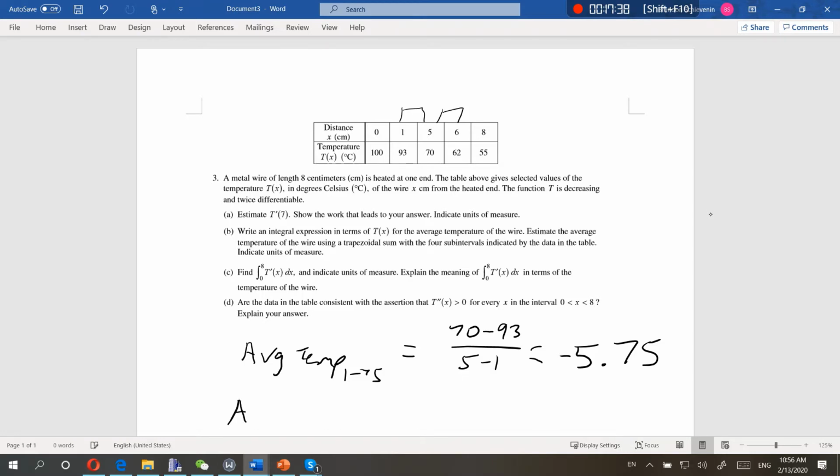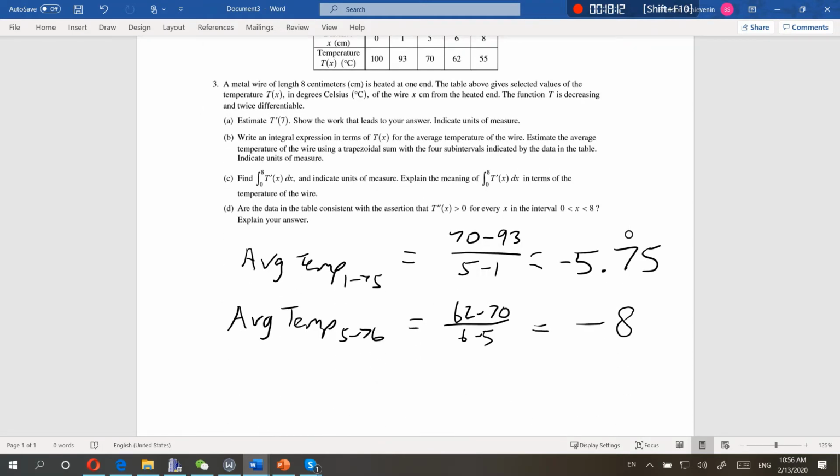Okay, then I've got my average temperature change from 5 to 6. Now what I'm looking for here is whether this average from 5 to 6 ends up being higher or lower. I'm just looking to compare these 2 averages. So this is 62 minus 70 over 6 minus 5, which is negative 8.